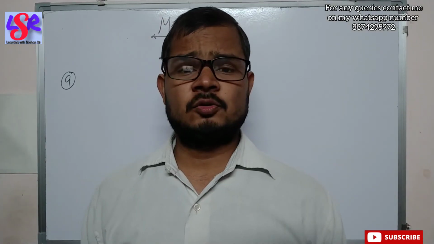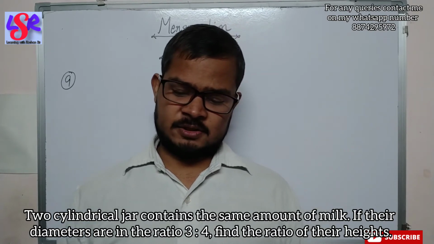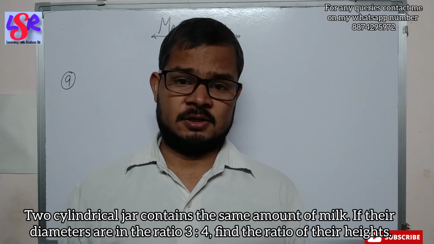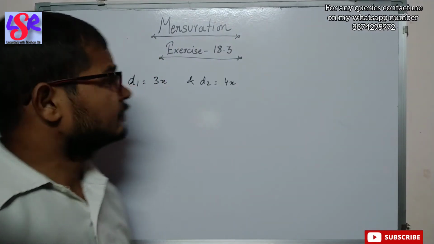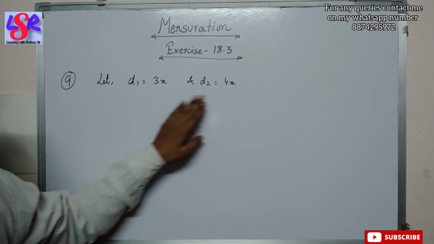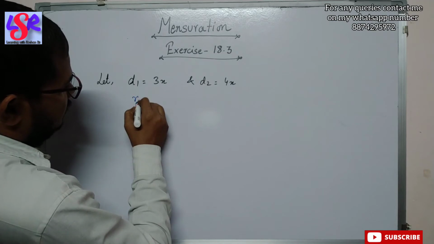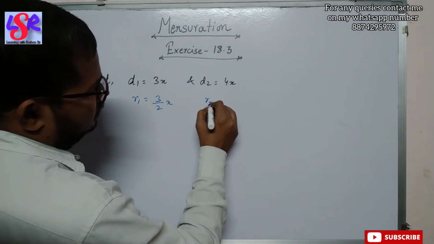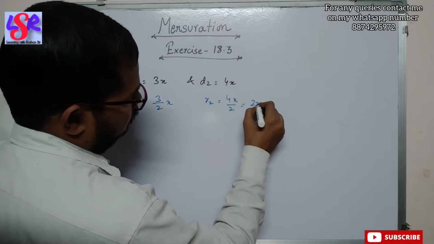Now let's go with question number 9, and here we have two cylindrical jars containing the same amount of milk. If their diameters are in the ratio 3:4, find the ratio of their heights. Now as the ratio of diameters has been given as 3:4, let d1 equal 3x and d2 equal 4x. Now if d1 is 3x, then r1, that is radius 1, will be 3x upon 2, and the radius 2 will be equal to 4x upon 2, that is equal to 2x.